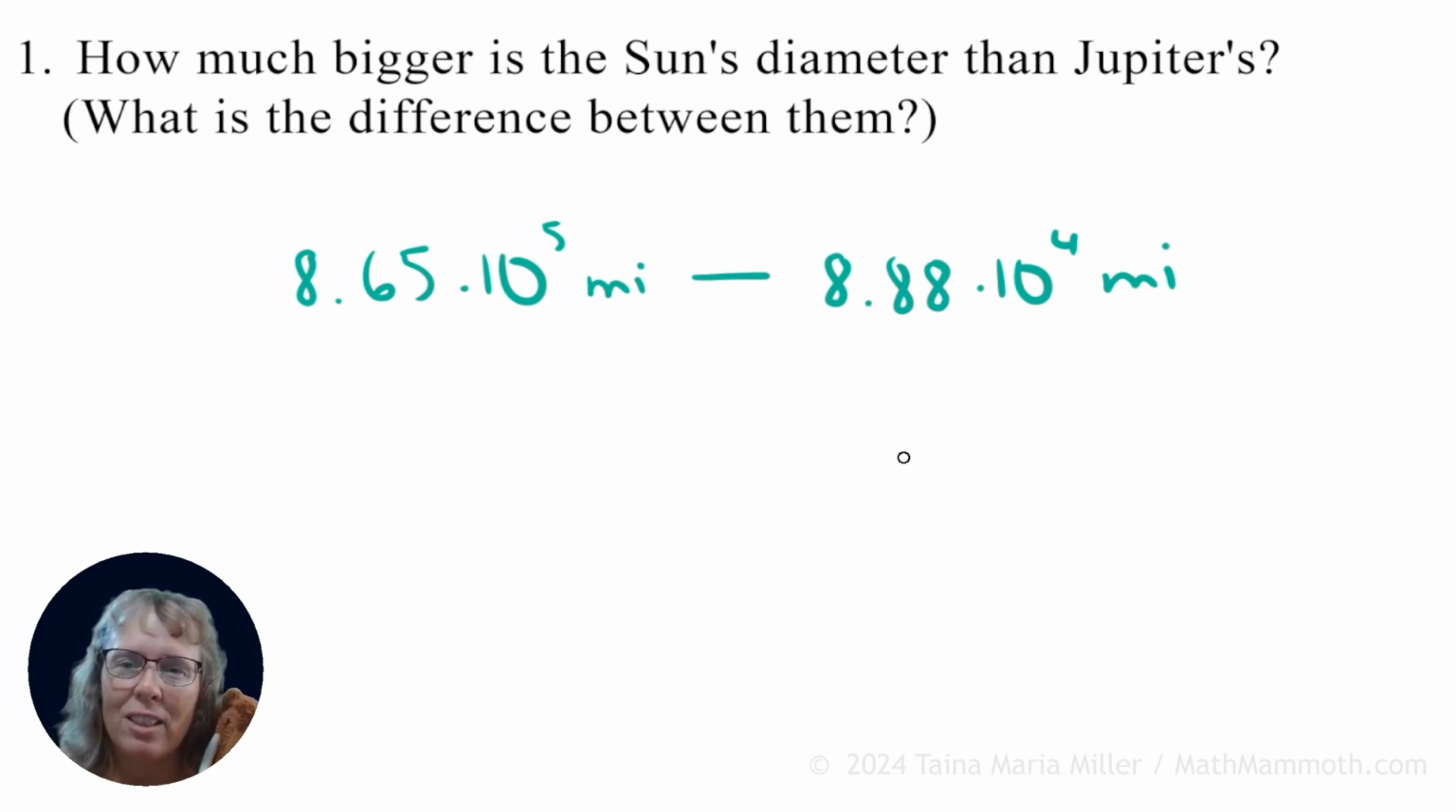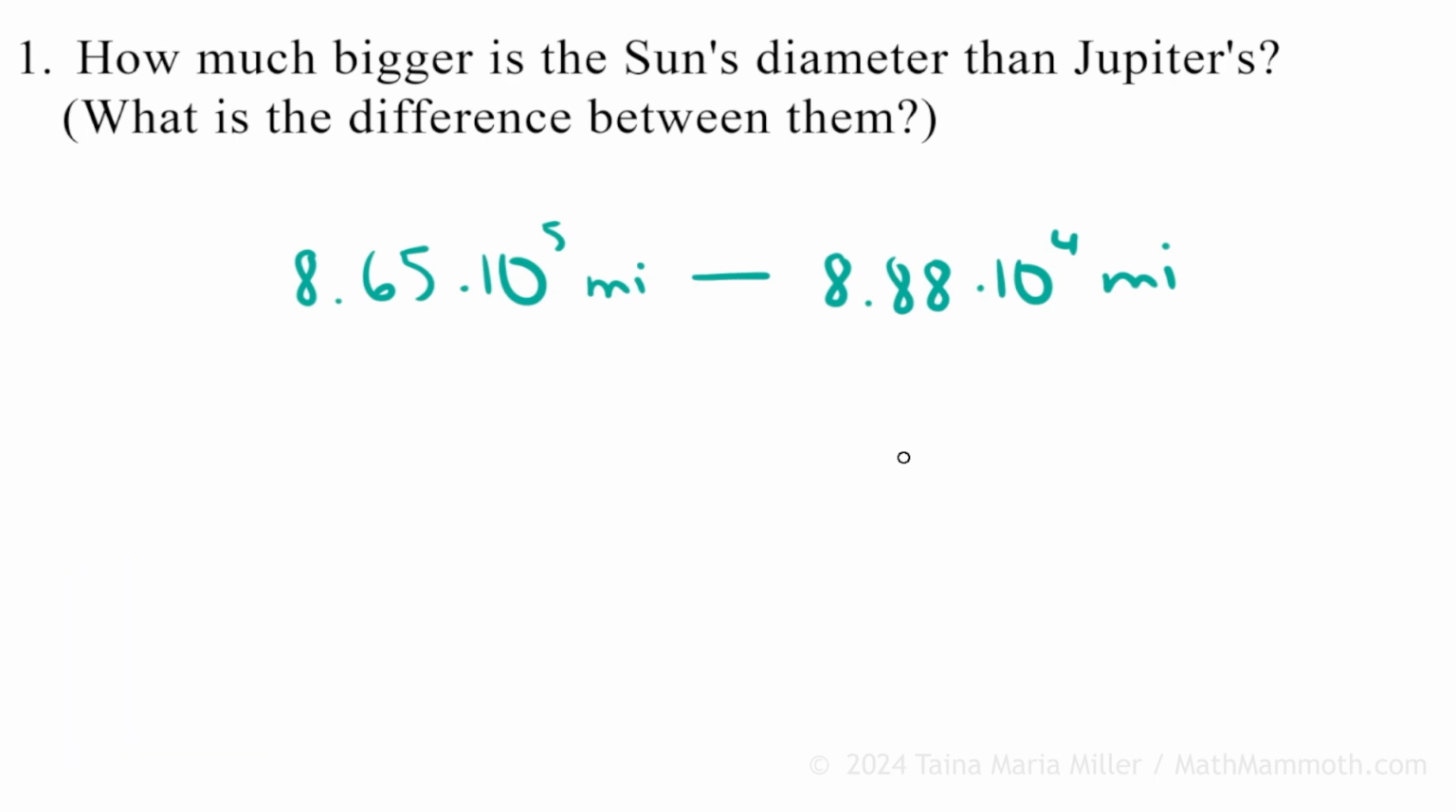If we subtract the two, so 8.65 times 10 to the 5th, minus 8.88 times 10 to the 4th. If you look at these two numbers, you can already see that they are not the same. They differ by a factor of 10 approximately, because both 8.65 and 8.88 are close to each other. But then we have 10 to the 5th, 10 to the 4th. So there's a 10-fold difference in size approximately.